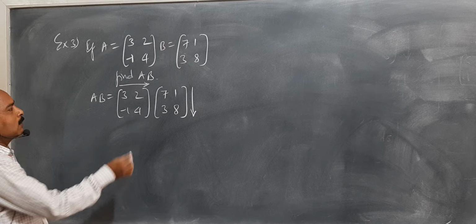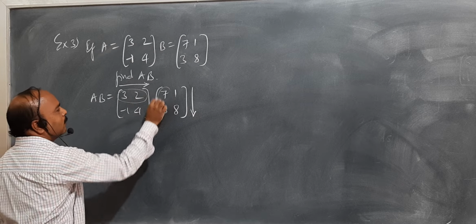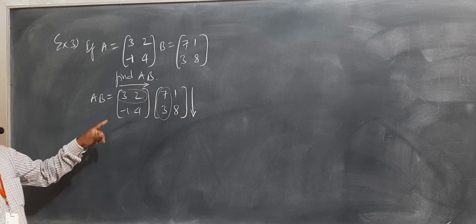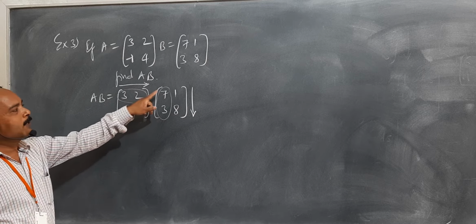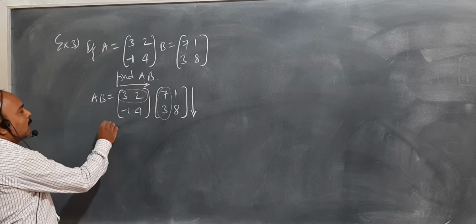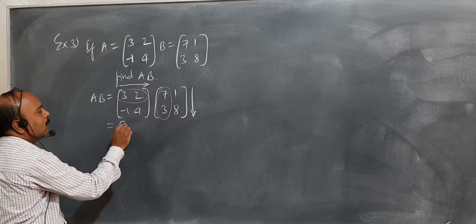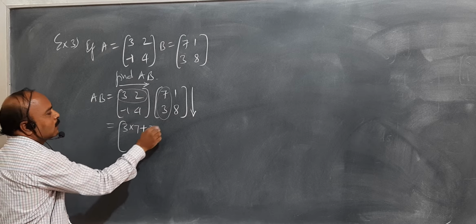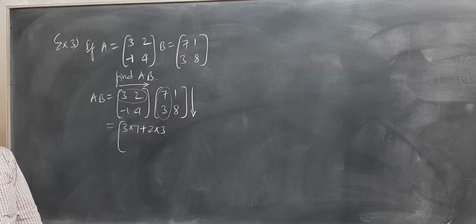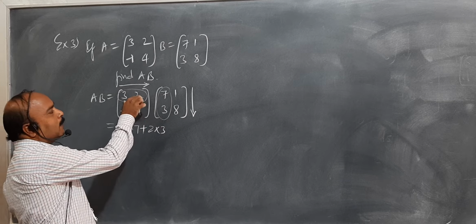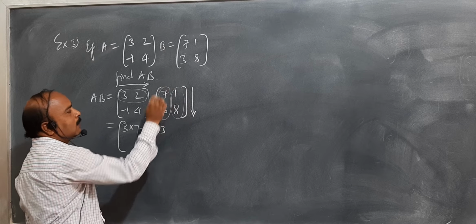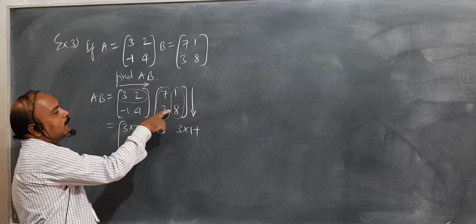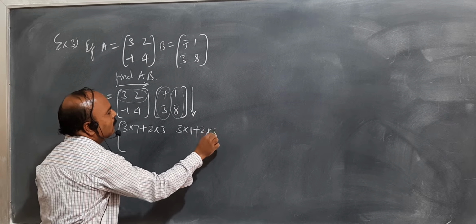Meaning of this, first we round up the first row with the first column. For your convenience, you round up like this. Now the meaning of this is the first row is multiplied with the first column. Now what do you write? It is 3 into 7 plus this 2 is multiplied with 3, 2 into 3. It is the first element. Similarly, the first row multiplied with the second column, you round up like this. 3 into 1 plus 2 is multiplied with 8, 2 into 8.